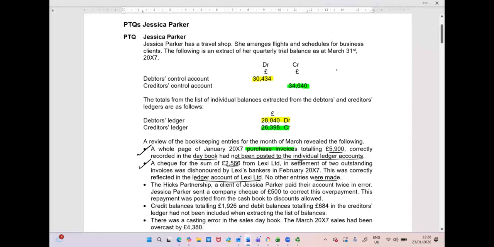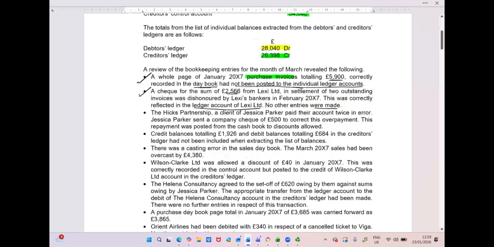Now remember, Jessica Parker is a travel shop, so she's like a travel agent, and she buys tickets and gives them to business clients. So she is not an airline herself. She's just a travel agent. She will buy the ticket from the airline and give it to the customers.